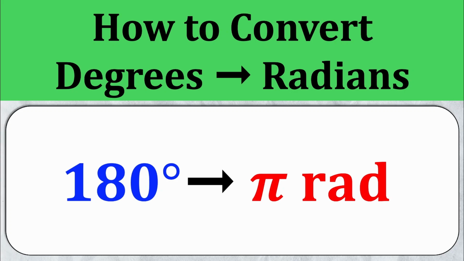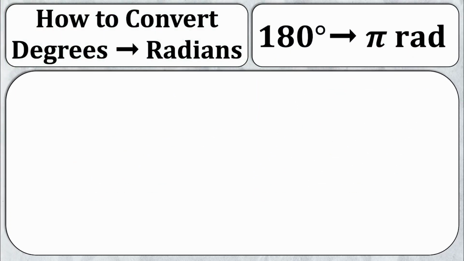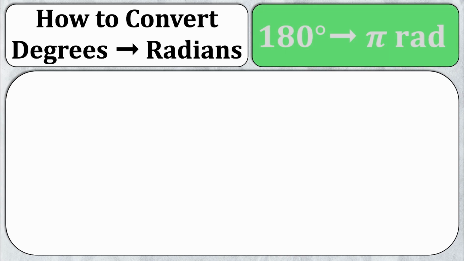In this video, we'll be learning how to convert degrees into radians. So this conversion always revolves around the fact that 180 degrees is equal to pi radians. And we can use this conversion to turn any number of degrees into a radian measurement instead. Let's look at a few examples.